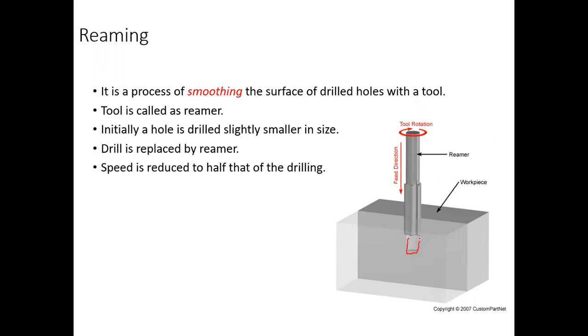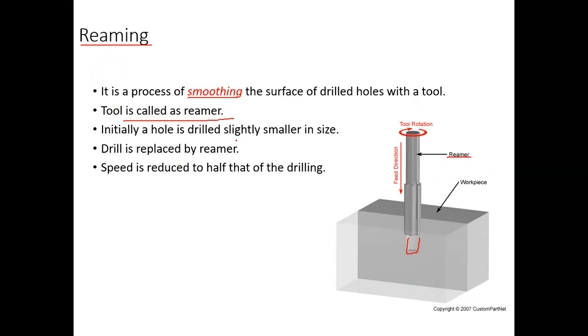You have this size of the hole. Now what happened? We are just doing the finishing, or nothing but smoothening, of the hole. Smoothening of the hole is called reaming. In this, the tool is called a reamer. The reaming tool we normally call the reamer. So this is the reamer.